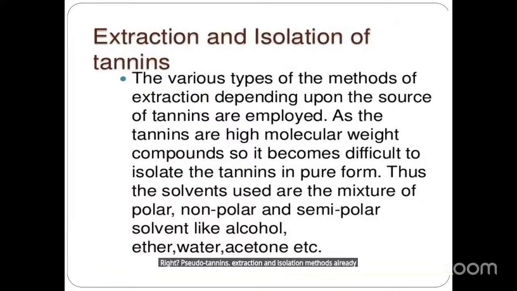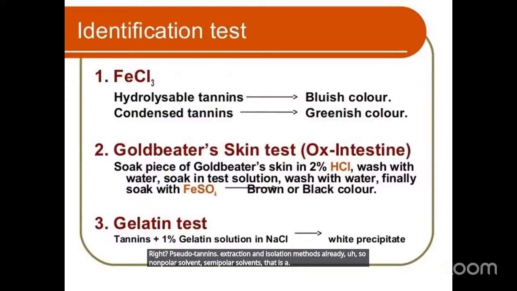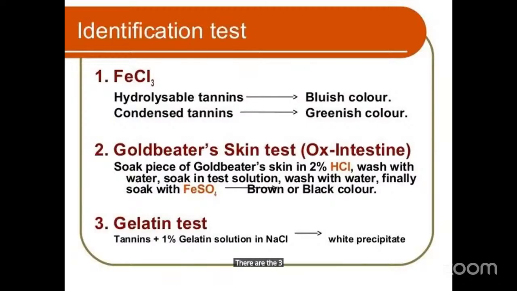Non-polar solvents and semi-polar solvents are used, with FeCl3 for hydrosoluble tannin identification. This is very important. There are three tests: the gelatin test, the goldbeater's skin test, and the FeCl3 test. Hydrosoluble tannins give a bluish color. Condensed tannin gives a greenish color.